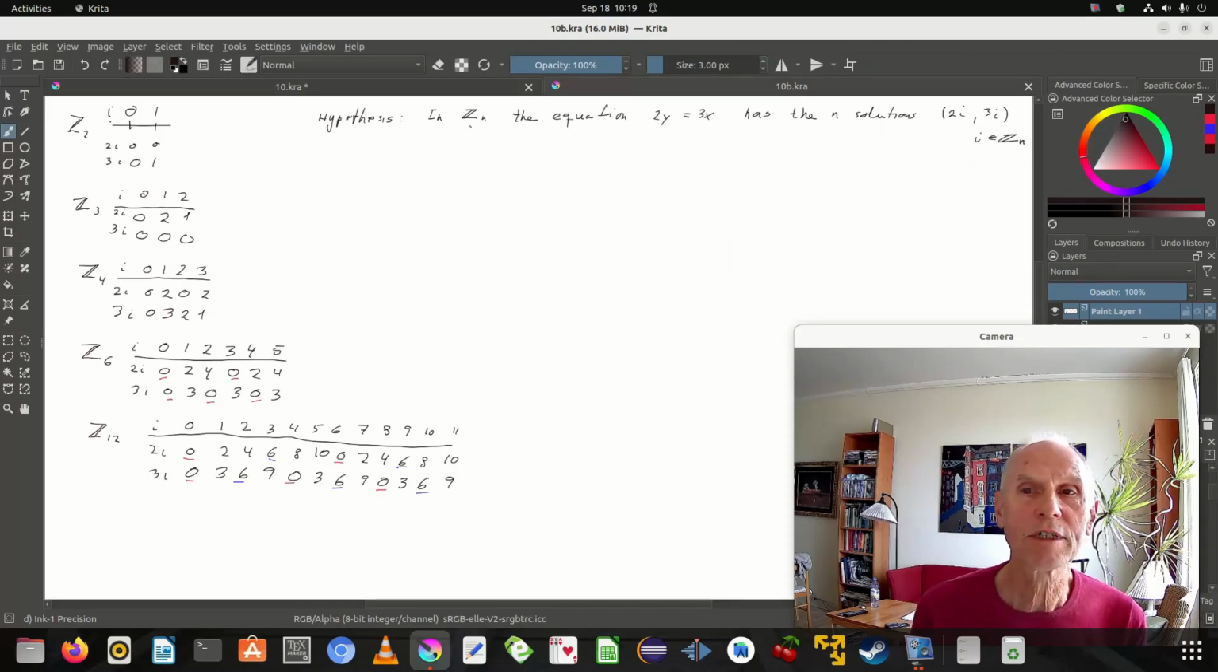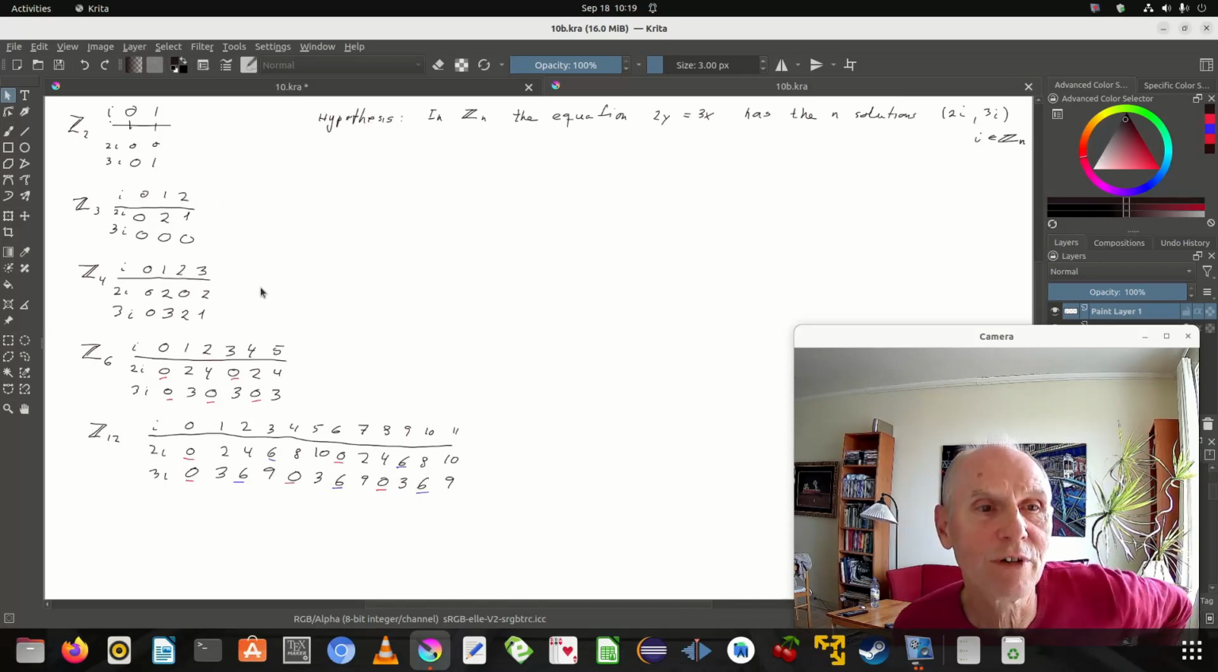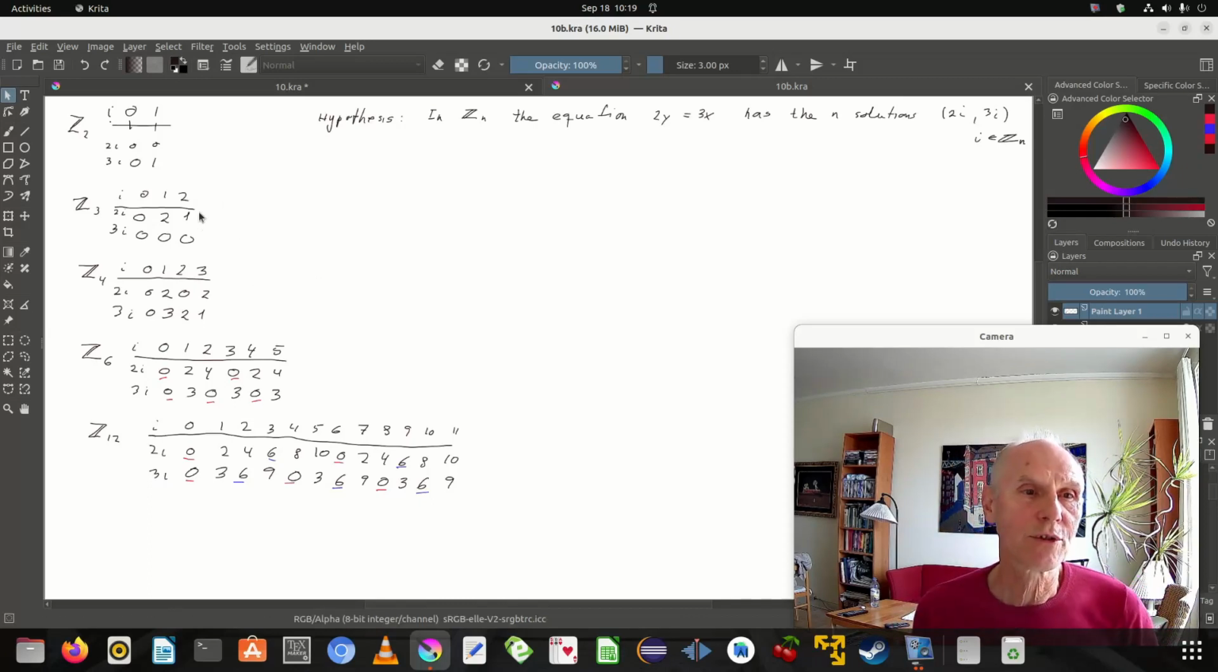I didn't know about this hypothesis, so what I do in that situation is I make a lot of examples. I also made a Z5. Actually, I only made Z3, 4, and 5. What I noticed there was that here this guy is 1-to-1, 2i is 1-to-1, in Z4, 3i is 1-to-1.